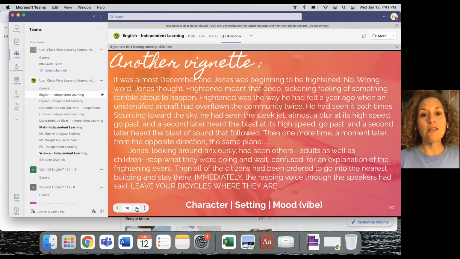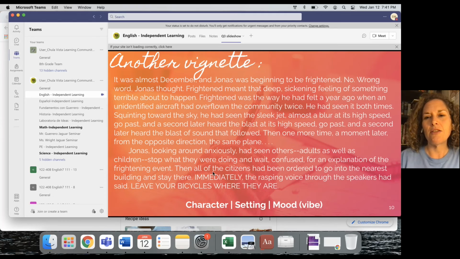Okay, here's another vignette. I'm not going to read this all out loud. You can pause if you just want to see another example, right? So you'll get two in writing and one in film. This is from the very first page of The Giver. It's a novel that we are going to be starting to read in a couple weeks.